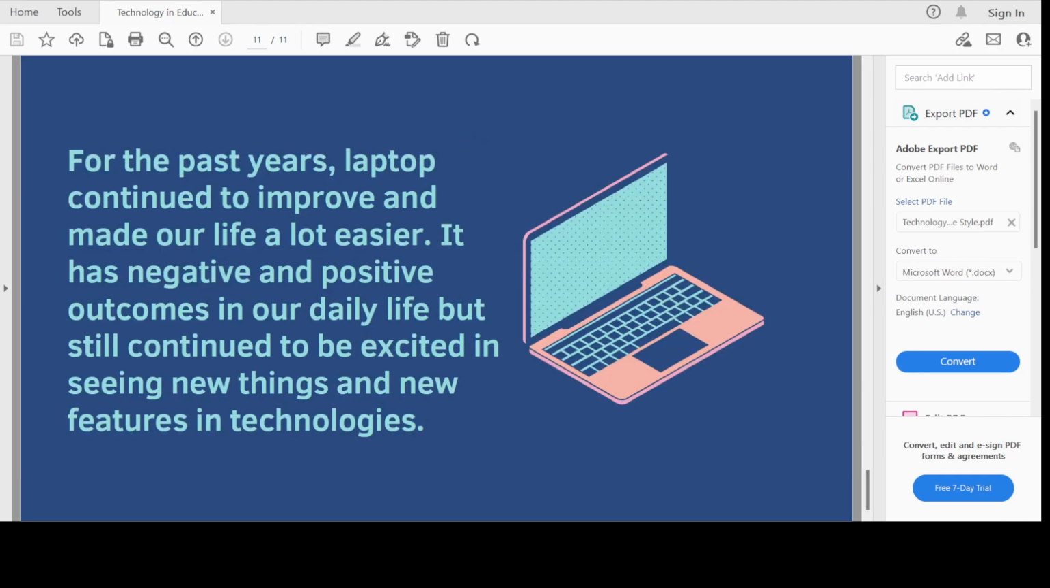For the past years, laptops continued to improve and made our life a lot easier. It has negative and positive outcomes in our daily life, but we still continue to be excited in seeing new things and new features in technologies.